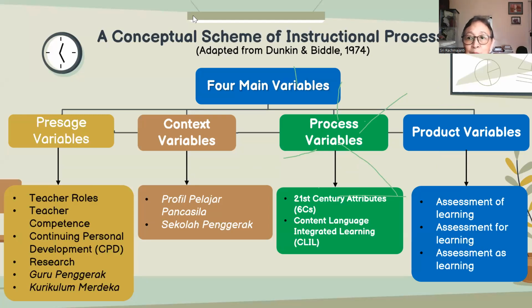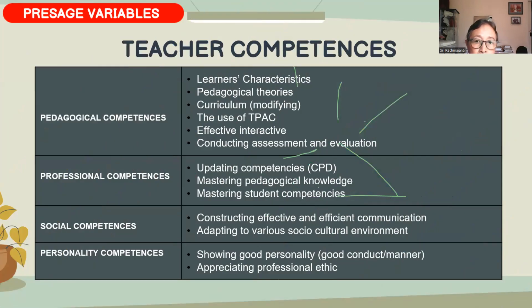The last one is product variables. As you remember, product variable is for personal growth and long-term effect. That's why you have to do assessment of learning, assessment for learning, and assessment as learning. I think the teachers here are familiar with this because it is the assessment guide for curriculum 2013. But it is also applicable for university. Okay, next please.